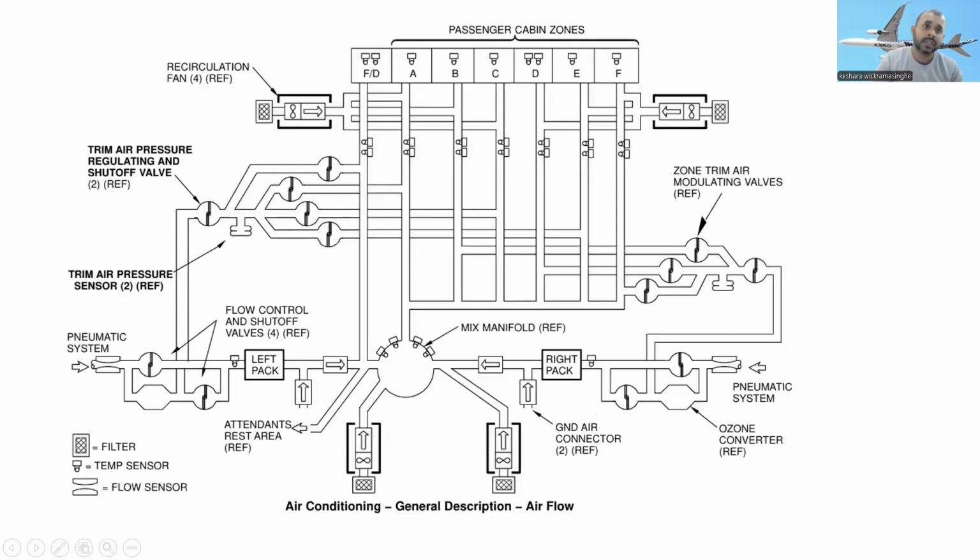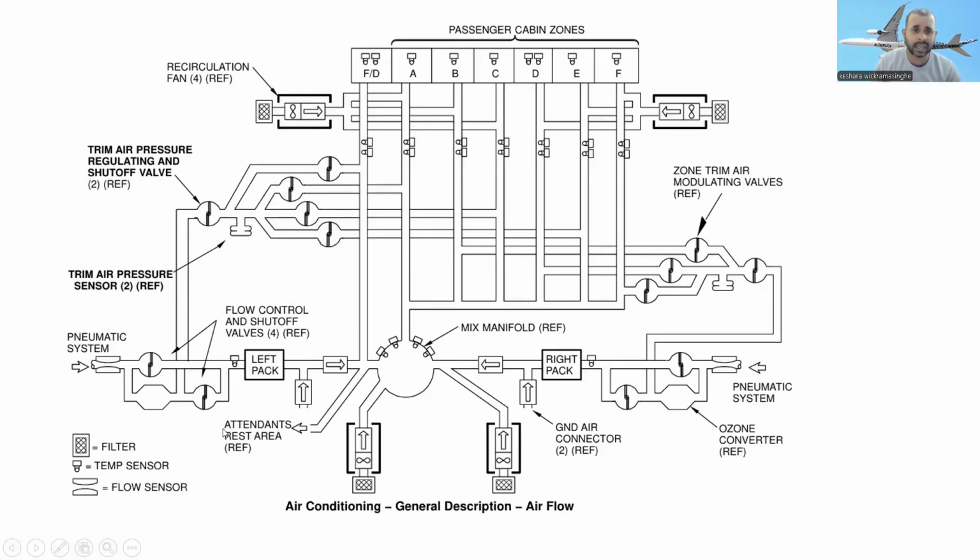All right. Okay, this is the general description of airflow. You can see the passenger zones, right? Flight deck here, and A, B, C, D are the passenger zones, and this one is the recirculation fans. This is the recirculation fans, and this is the trim air pressure regulating and shut off valve here. This is the zone trim air modulating valves here, and this is the manifold.